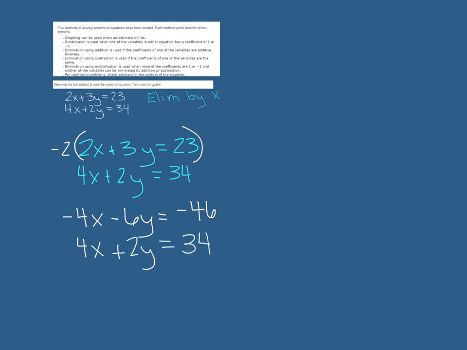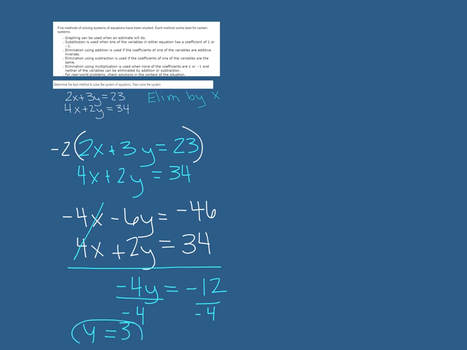You can see right here that I had negative 4x and a positive 4x now. So I can solve that system of equations. So the x's will eliminate. Negative 6y plus 2y is negative 4y. And if I combine these, negative 46 plus 34 is negative 12. And then just to isolate the y, I divide both sides by the negative 4. And I get y equals a positive 3.